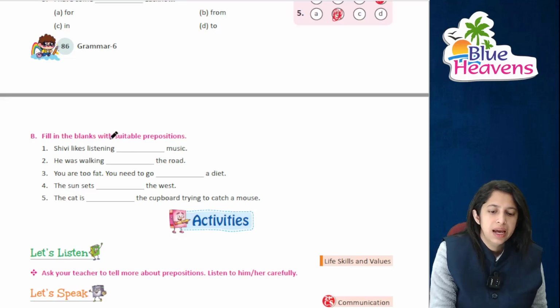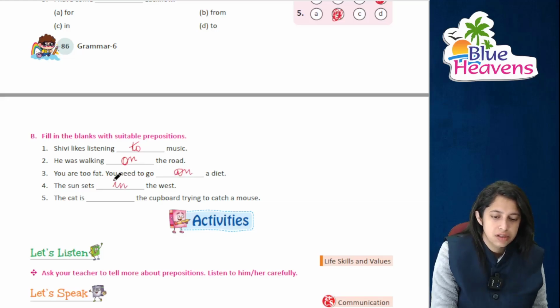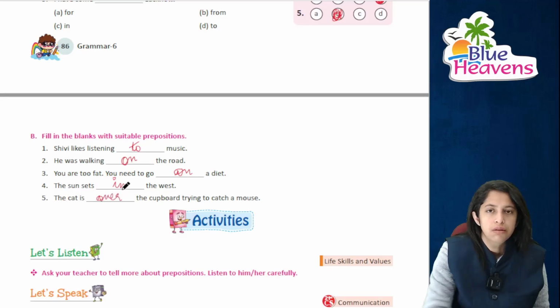Shivi likes listening to music. Right? He was walking on the road. Road के ऊपर चल रहा था. Right? You are too fat. You need to go on a diet. Diet के ऊपर आ जाना चाहिए. The sun sets in the west. Right? The cat is dash the cupboard trying to catch a mouse. The cat is over the cupboard and she's trying to catch a mouse.